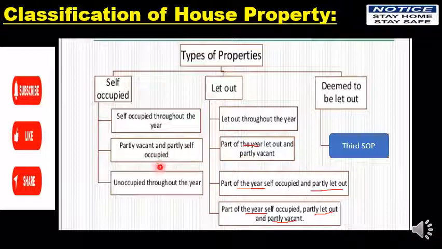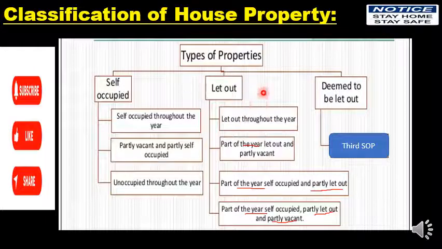If part of the building is vacant and part of the building is self-occupied, then it is considered a self-occupied property. If part of the building is let out and part is self-occupied, it is calculated as per its utilization. If part of the house is used as let-out, that part is considered a let-out property, and if part of the house is self-occupied, that part is considered a self-occupied property. So that is the second division, let-out property.